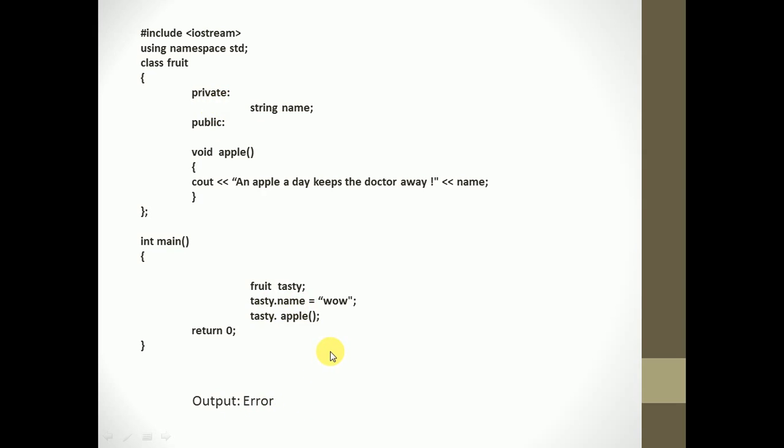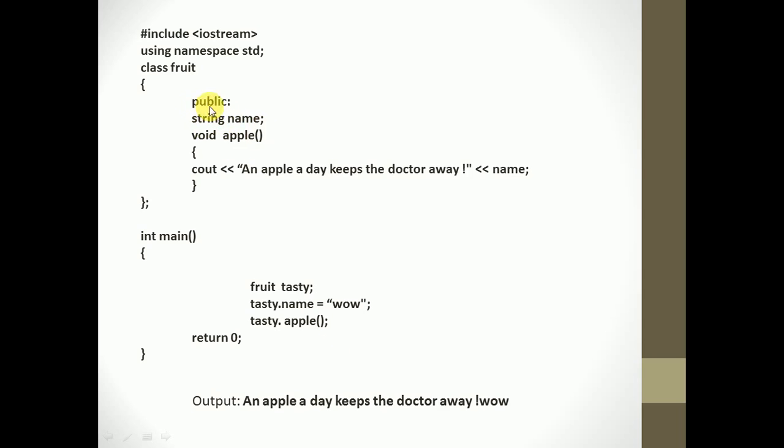Okay, now coming to the next program. The same program, if I am writing the string name inside public. I have removed the access specifier private and I have written it inside public. Now will it work out? Definitely it will work out, because whenever I use this access specifier public, anyone outside the class can access it. Now what happens here? It comes to the main program. The class name is fruit. And what is tasty? It is going to be my object. Now how do I access this data member? With the object and a dot operator, and name equal to "wow".